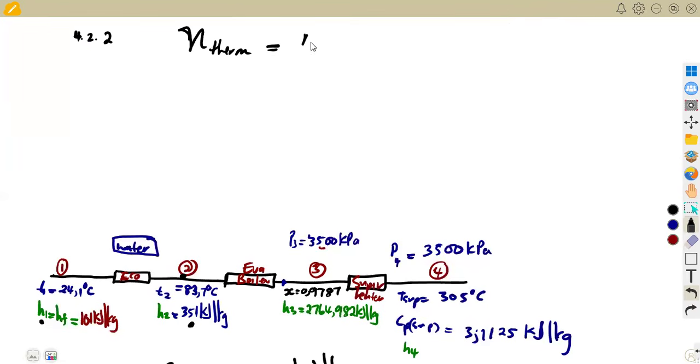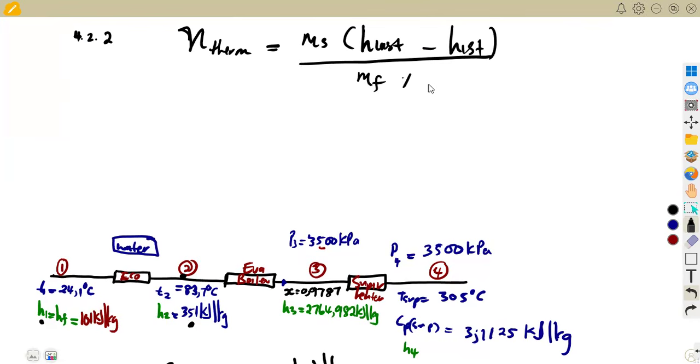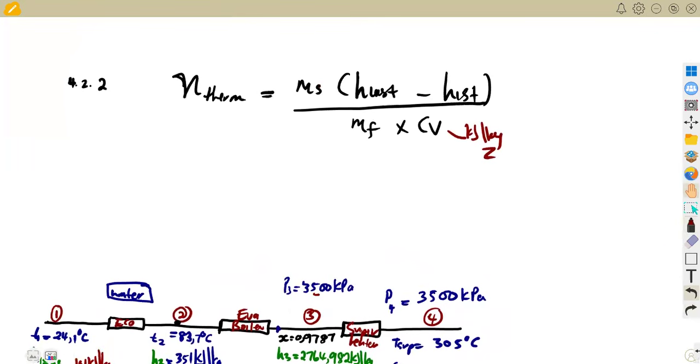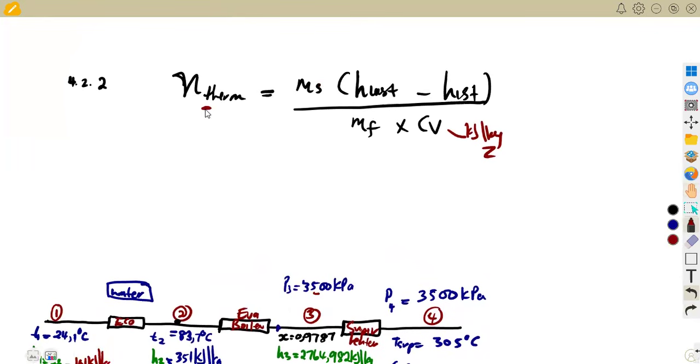I say this is Ms into the enthalpies, which from the formula sheet you'll be given as H2 minus H1. It's a temptation, what you're given there. Take it this way: this is going to be H of the last part minus H of the first, over the mass of fuel times the calorific value. Remember, the calorific value is supposed to be in kilojoules per kilogram. I explained that before. But my point here is that when they need you to calculate the thermal efficiency, remember, this is for the whole or for the entire plant.